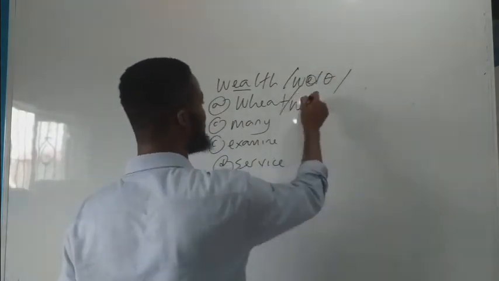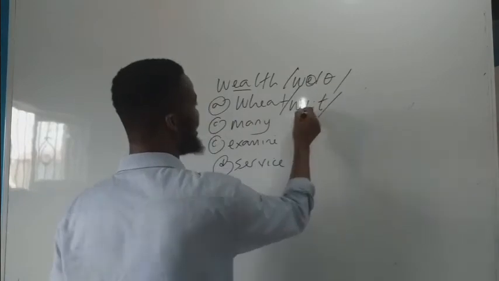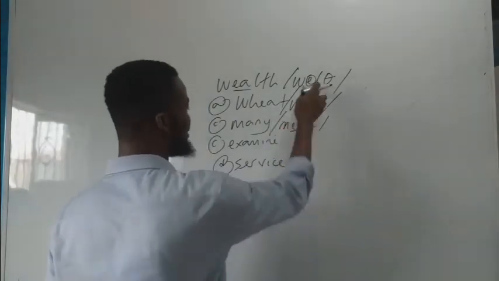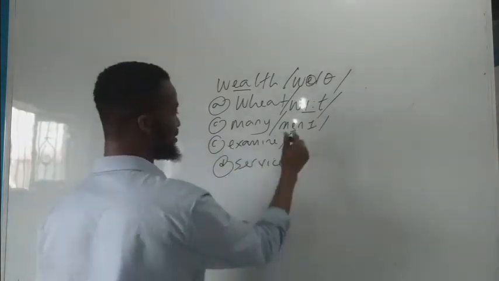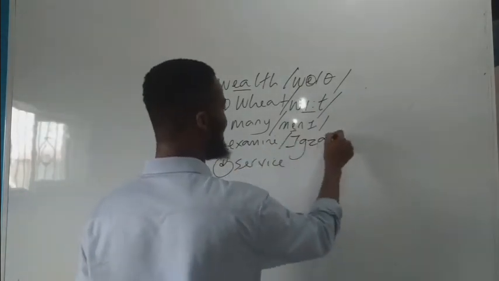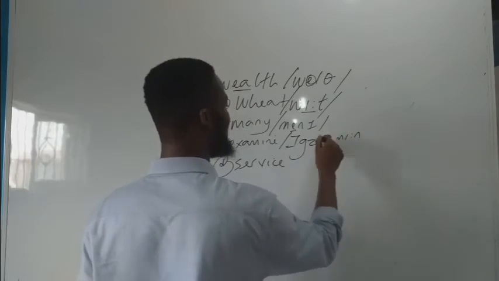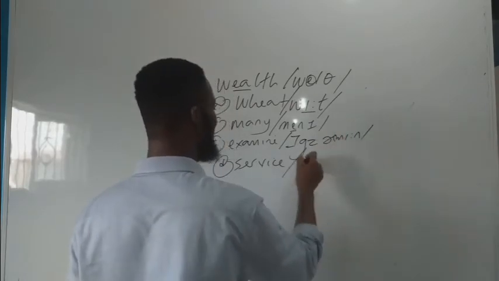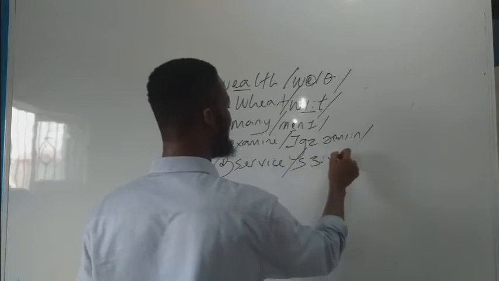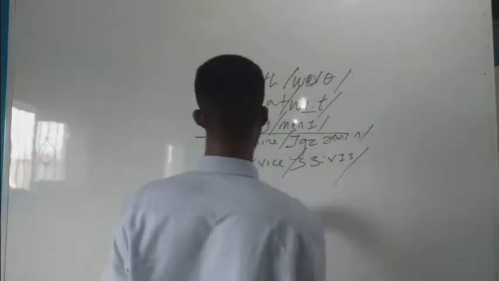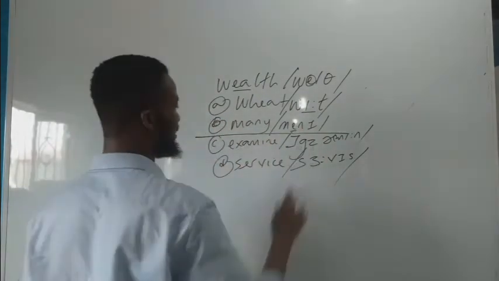Option A is pronounced as wheat, a long E sound. This is many, so it looks like the answer already. This couldn't be the answer because it's pronounced as examine. And this is pronounced as service. So our answer there is what? Option B, many.